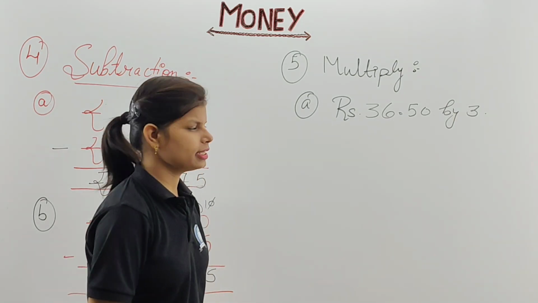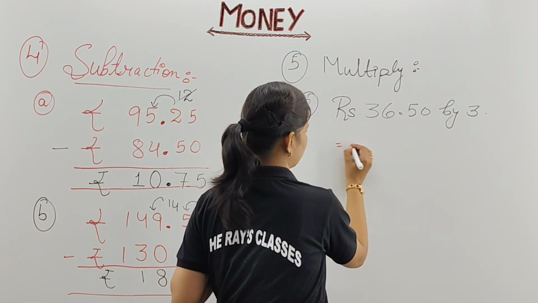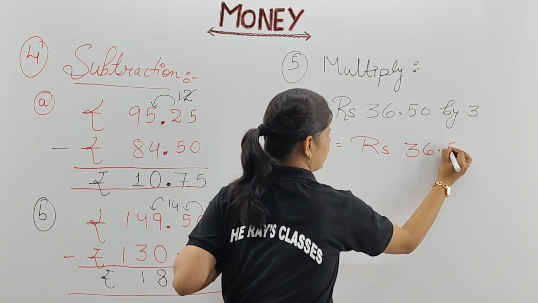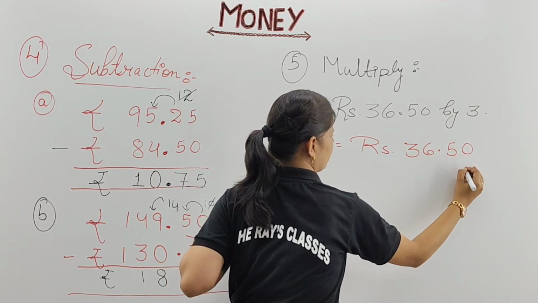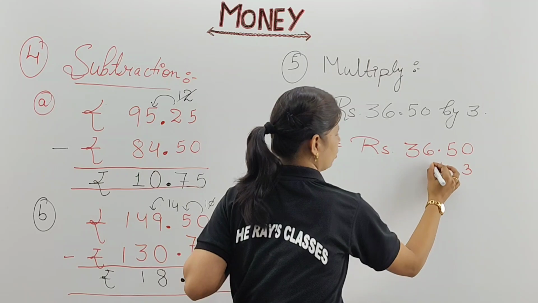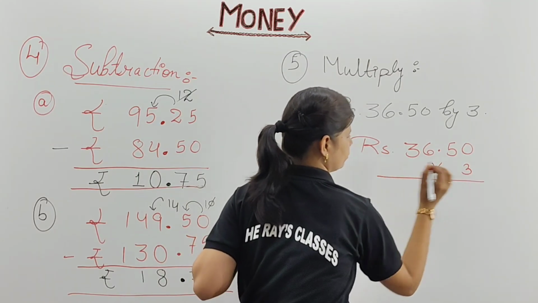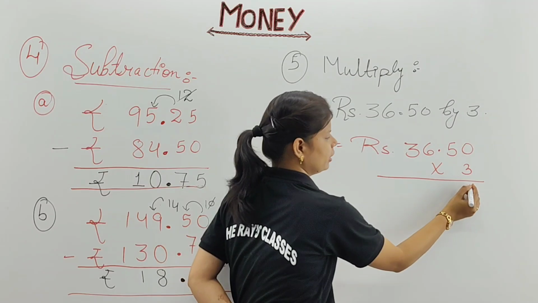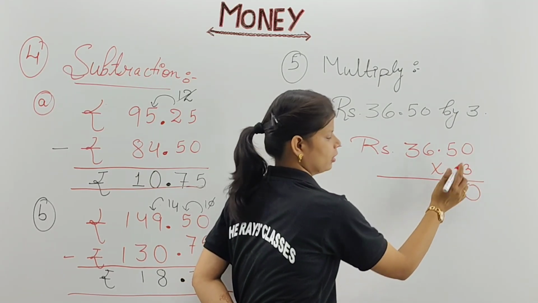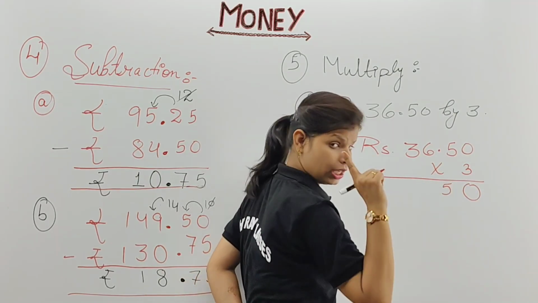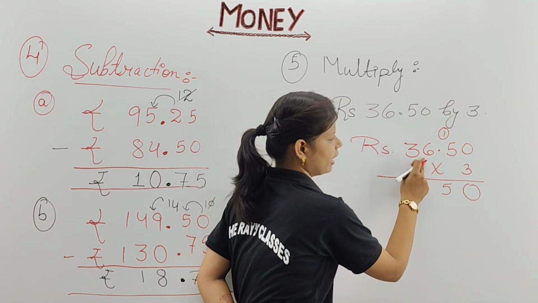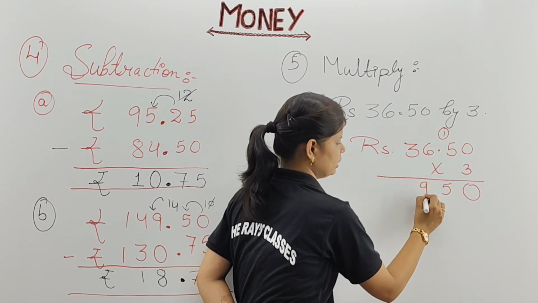Then what are we going to discuss? Simply you have to multiply this number like this, rupees 36.50 multiplied by 3. Now what will you get? When you are multiplying 3 with 0, you will get 0. 3 5s are 15. Carry will be 1. You will note down this carry here. Now 6 3s are 18. 18 plus 1 we are having 19.